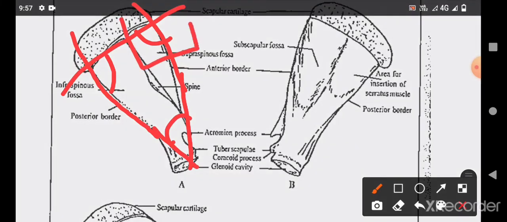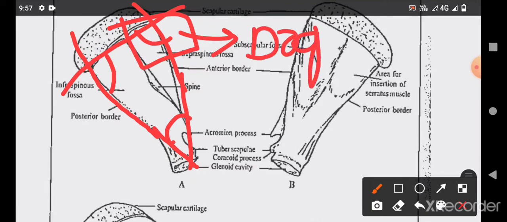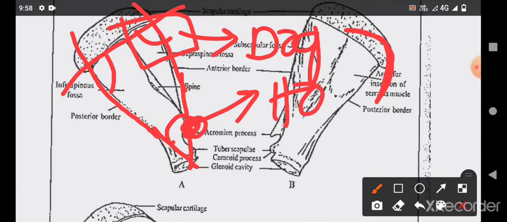This anterior angle is absent in the scapula of the dog, where the anterior angle is shaped into a curved structure. That's why in the scapula of the dog, the anterior angle is absent. And the acromion process, which is present at the end of the spine, is absent in the scapula of the horse.